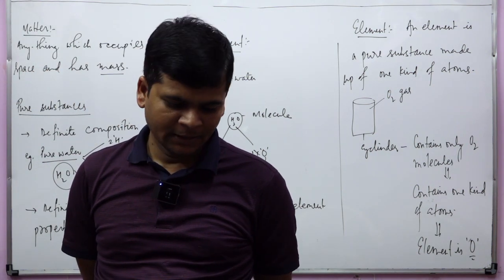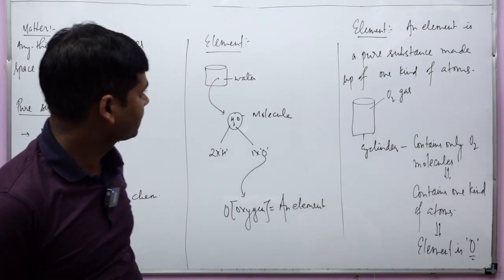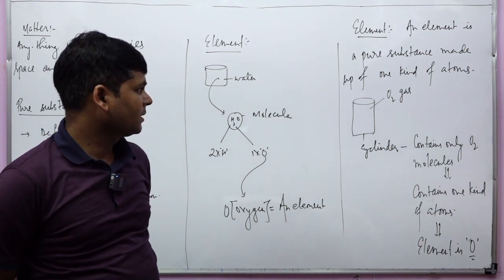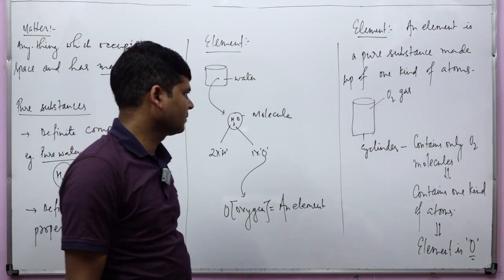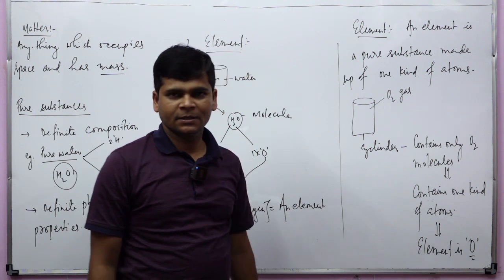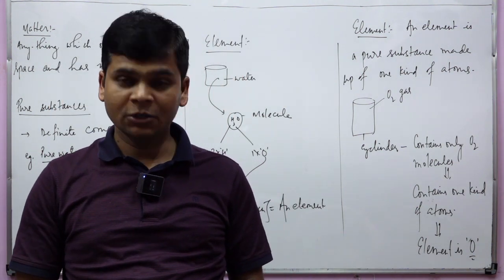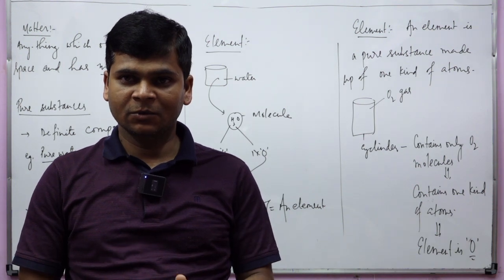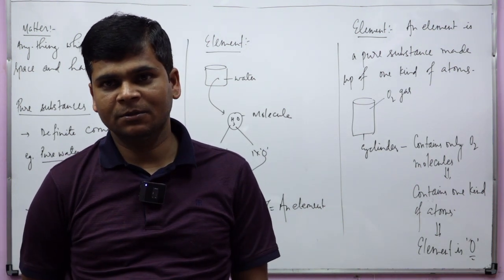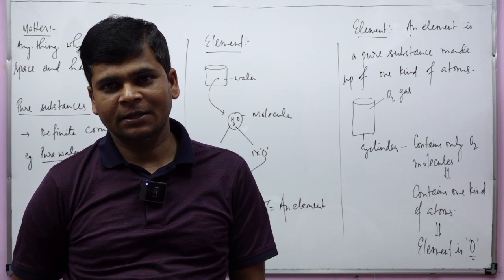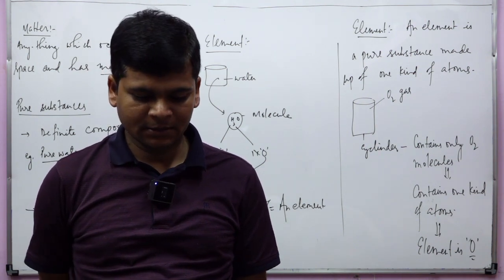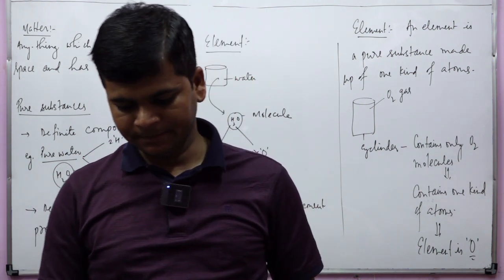I hope you are able to visualize what an element is. Why do we say an element is a pure substance? A pure substance is generally made up of one kind of atom. Suppose I said here the cylinder containing oxygen gas, it means it consists of oxygen molecules only. An oxygen molecule is made up of two atoms of oxygen. And what is that? That is the element oxygen.